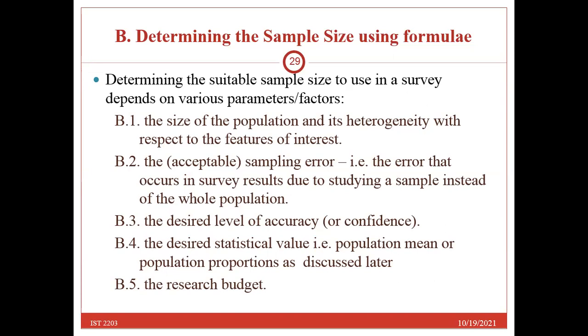And then B2 is a sampling error. What is acceptable error? So the sampling error is the error that occurs in the survey results due to studying a sample instead of a whole population. So just the fact that you studied a sample of the population introduces an error. It is inevitable. It kind of goes with the territory. And it just has to be acceptable. Then you need a certain degree of accuracy or confidence. How confident do you want to be with these results?